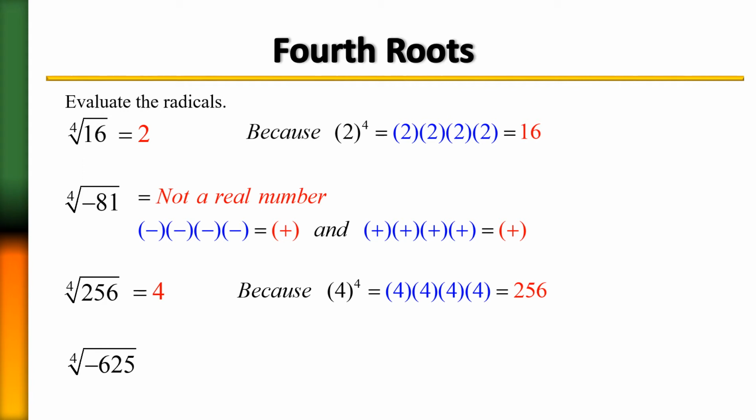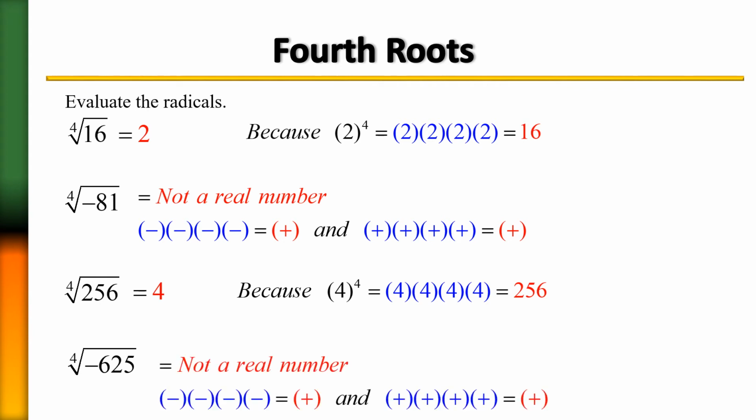And what is the fourth root of negative 625? Again, we don't even need to think about those calculations, because this is an even root. We are not allowed to have a negative under the radical symbol, so therefore the answer would be not a real number. There is no number that, when you multiply it 4 times, is going to yield or result in a negative number.